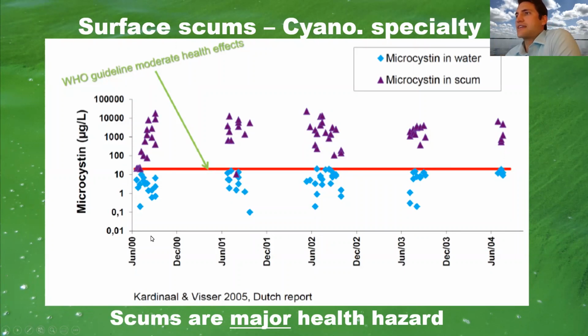This red line, this is time. This is in a few Dutch lakes. This is the line where if you surpass that, you start seeing effects from the toxin, some negative effects. And what you can see is the scums always are above that line. They aren't always 100% above the line in our lakes, but again, that is the major health hazard here.